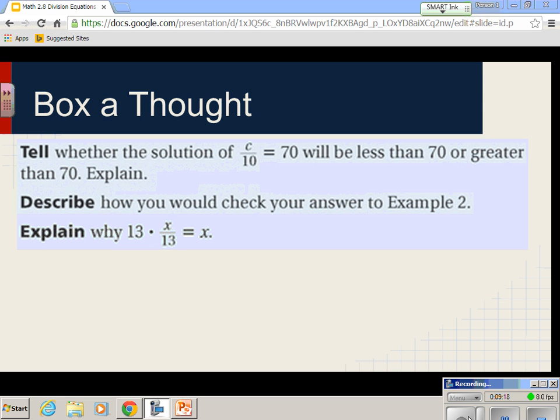That's the one we just did about the pine tree. How could you check your work for that problem? And then finally, explain why 13 times x divided by 13 equals x. Tell me why. That's a little bit of a challenge. I think you can get it, though. Come back when you're done.